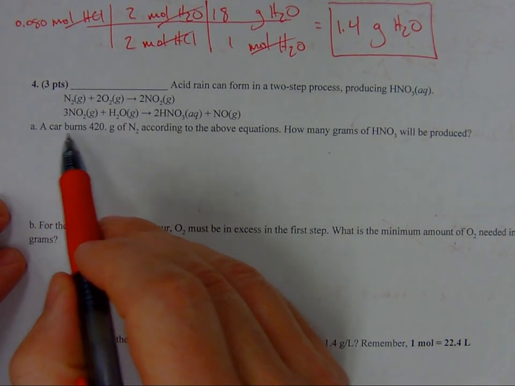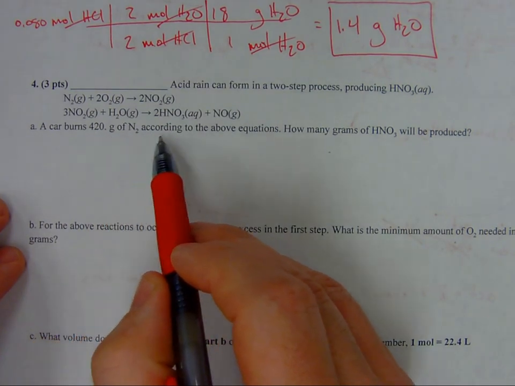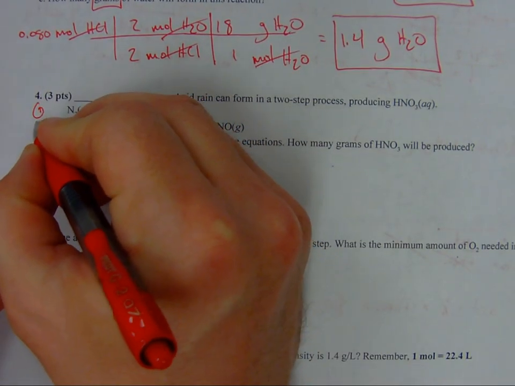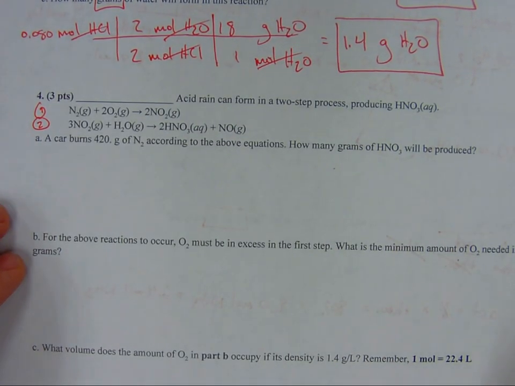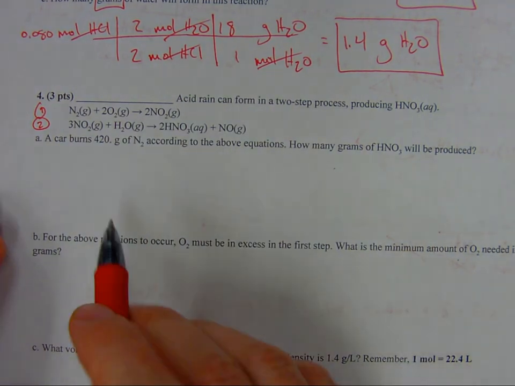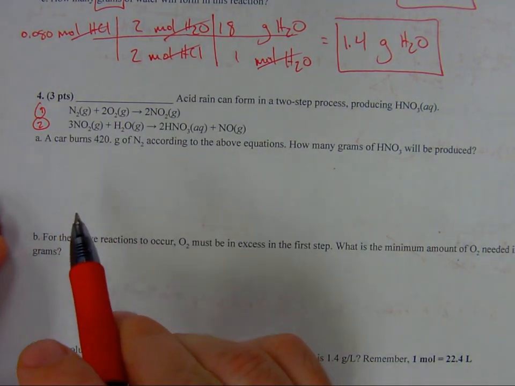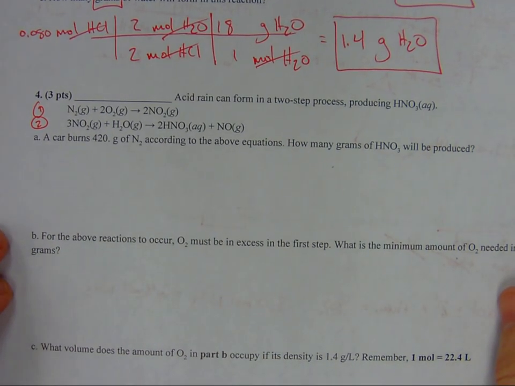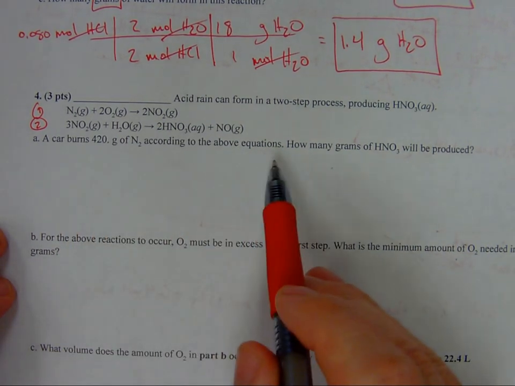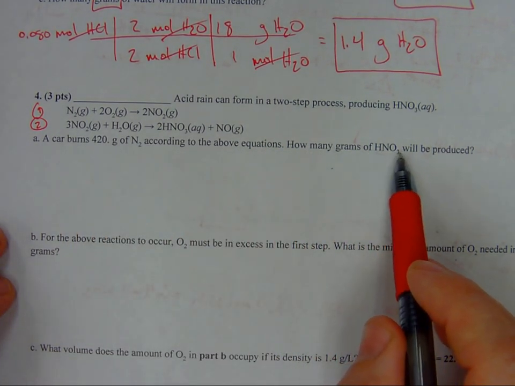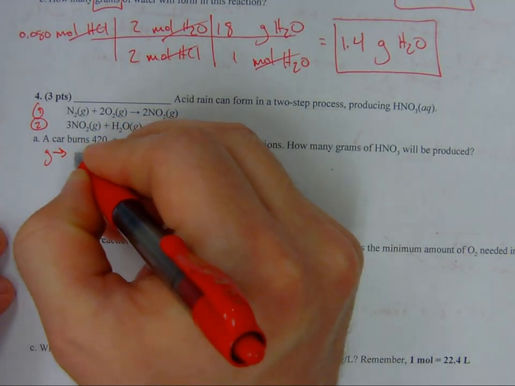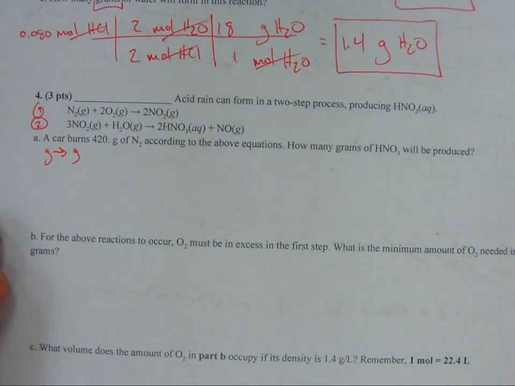So we start with a car burns 420 grams of N2 according to the above equations. Okay, this is something that's a little bit different. We have one equation and two equations. This is actually going to have something tricky and new to do here, but it's a little bit on the simpler side. It might not be intuitive, but I guarantee this will be easy for you. How many grams of HNO3 will be produced? Right, so we got a gram to gram conversion to start. Okay, gram to gram. So we are going to use multiple conversion factors.